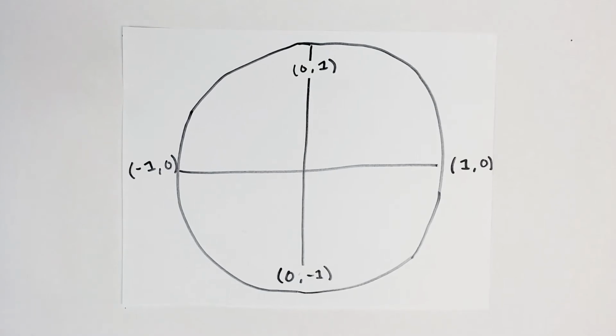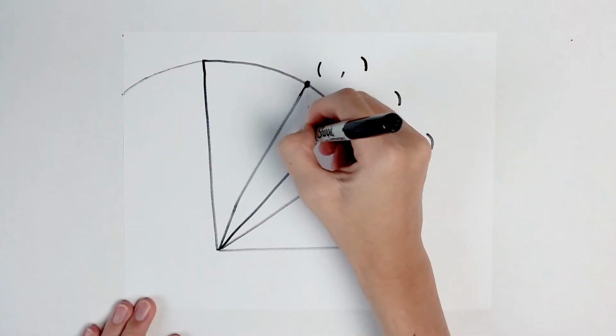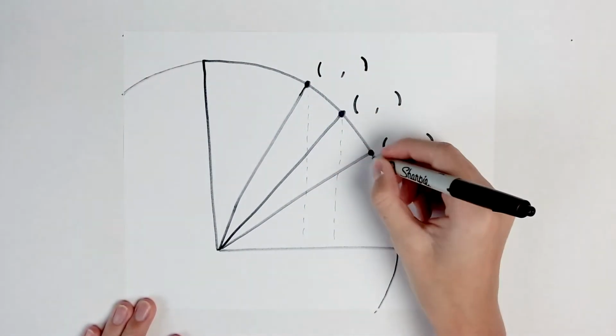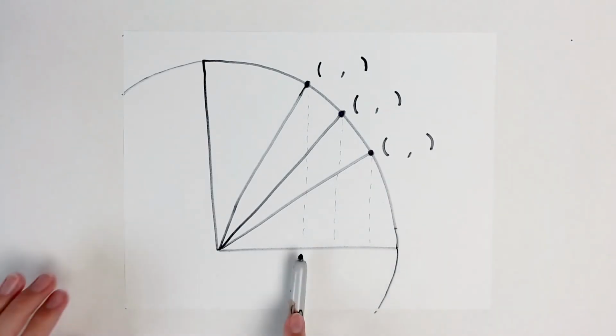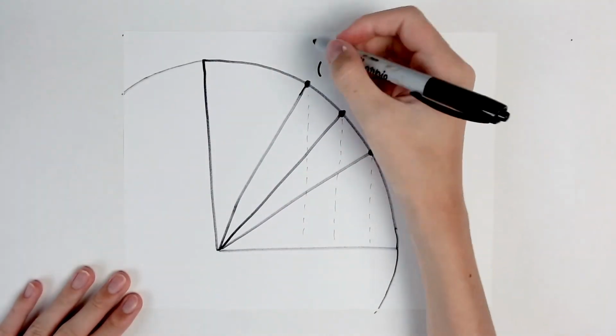Okay, just think of the whole circle as being on a coordinate plane, like the ones that you used in algebra and geometry. Now let's focus on the first quadrant. There are 3 coordinate pairs that we need to find. You can see that on these 3 lines. So let's start with the x values.